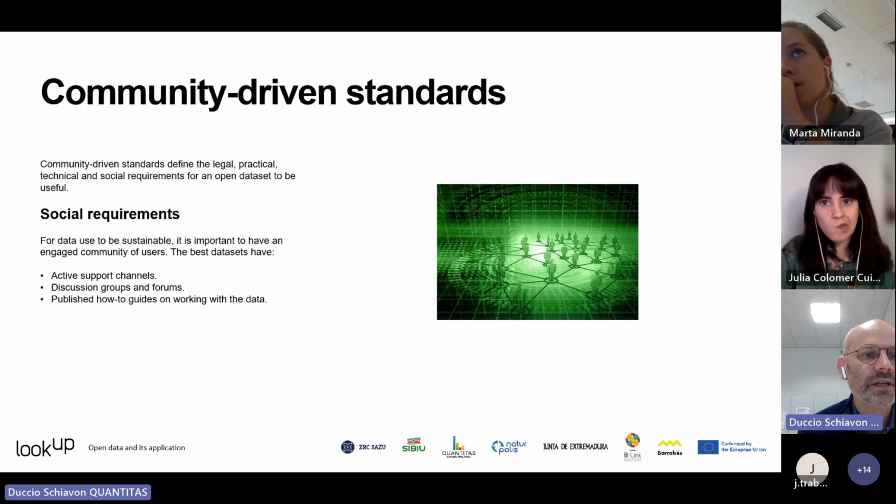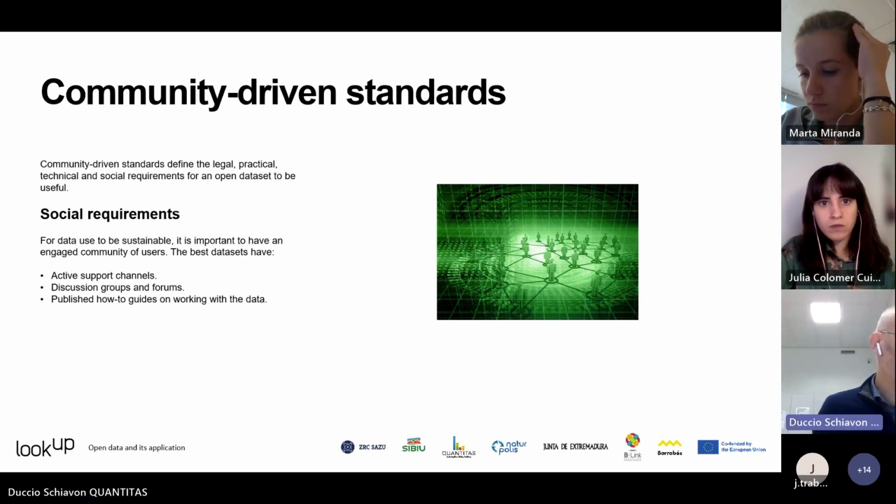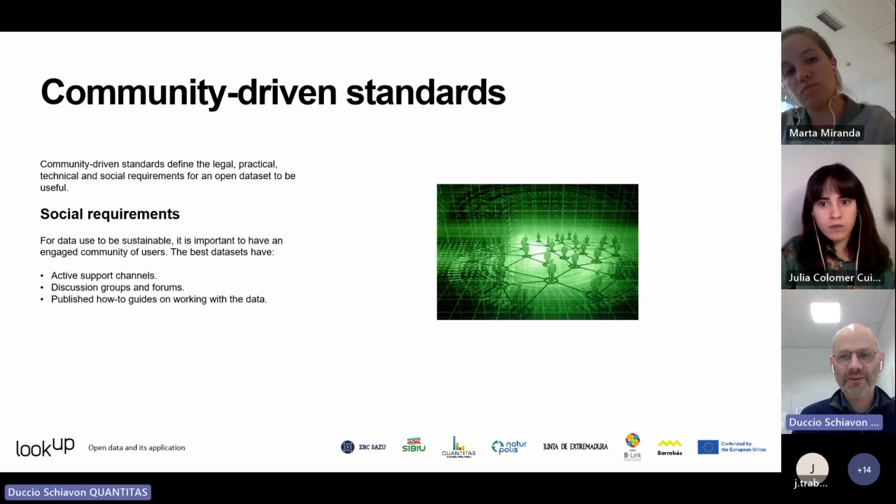Social requirements. For data use to be sustainable, it is important to have an engaged community of users. The best datasets have active support channels, discussion groups and forums, and published how-to guides on working with the data. So the most recommendable thing is to provide a kind of side service to the published open data.